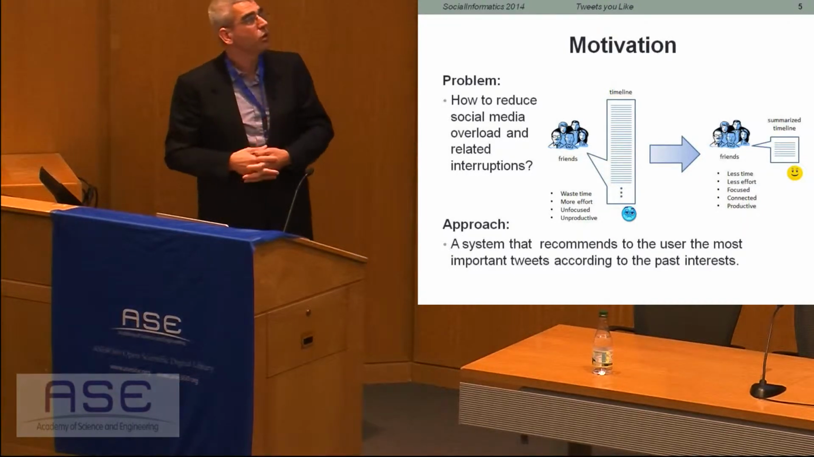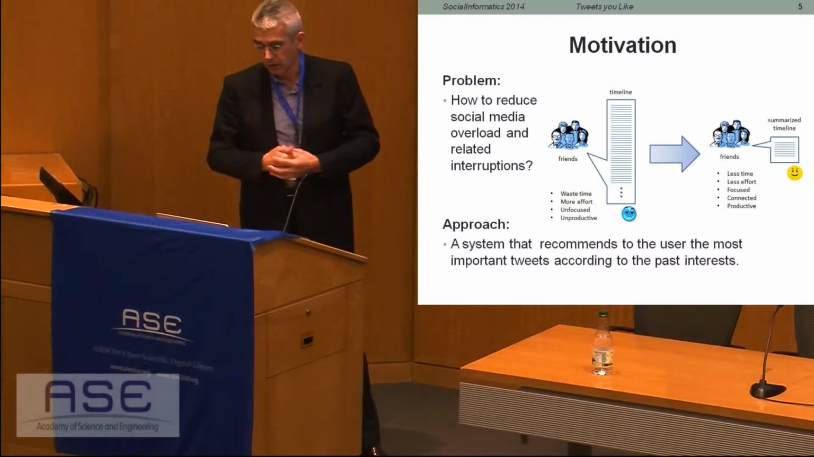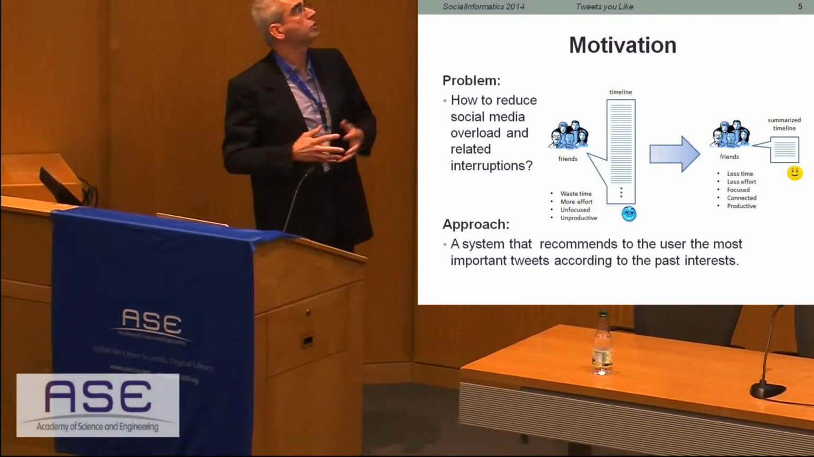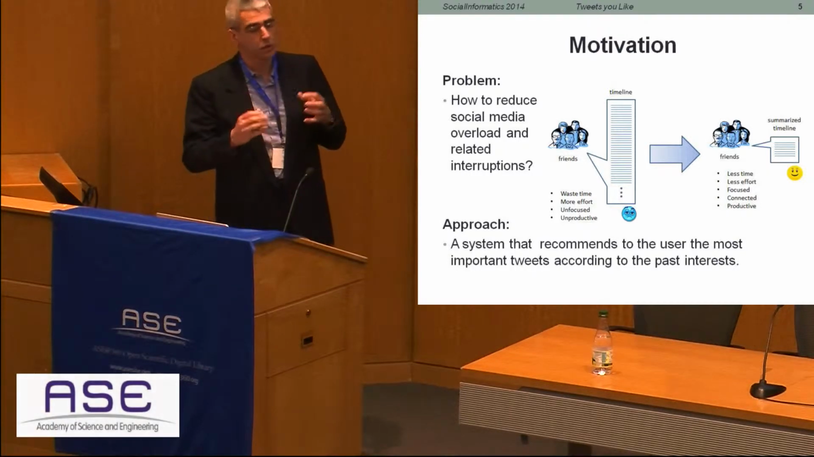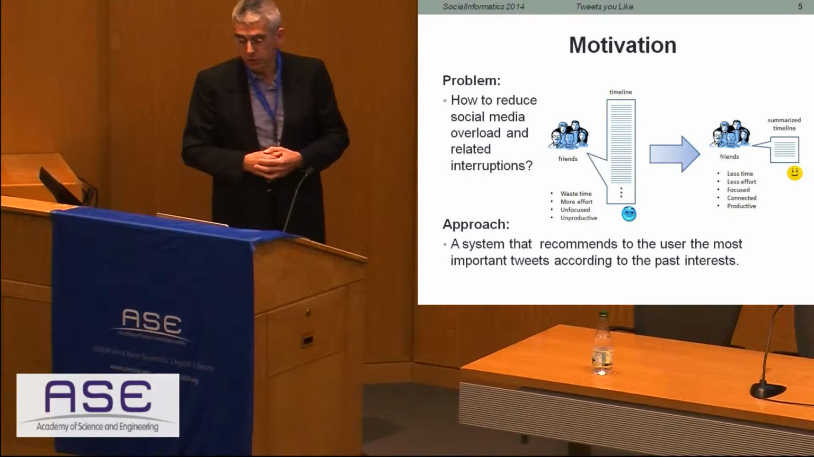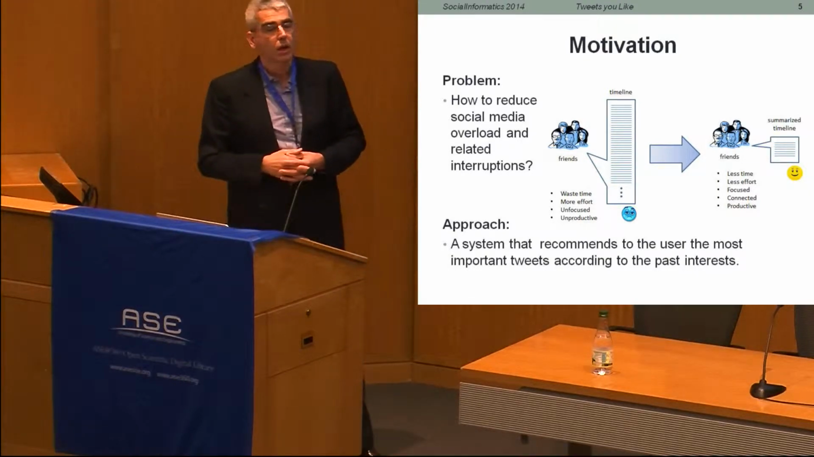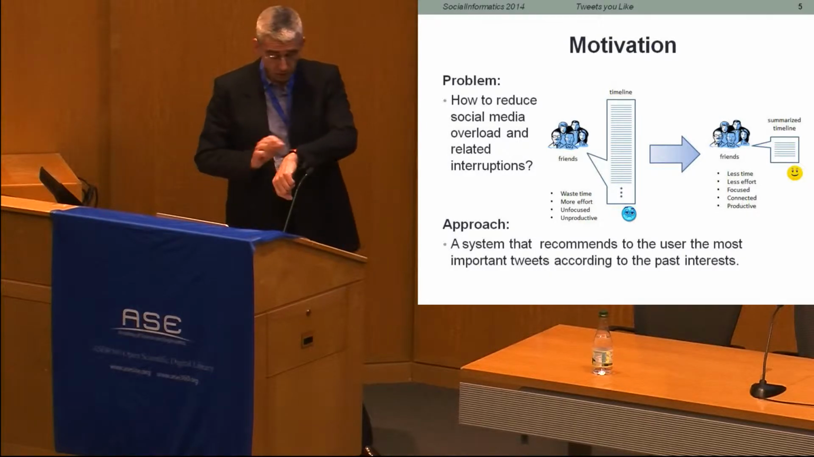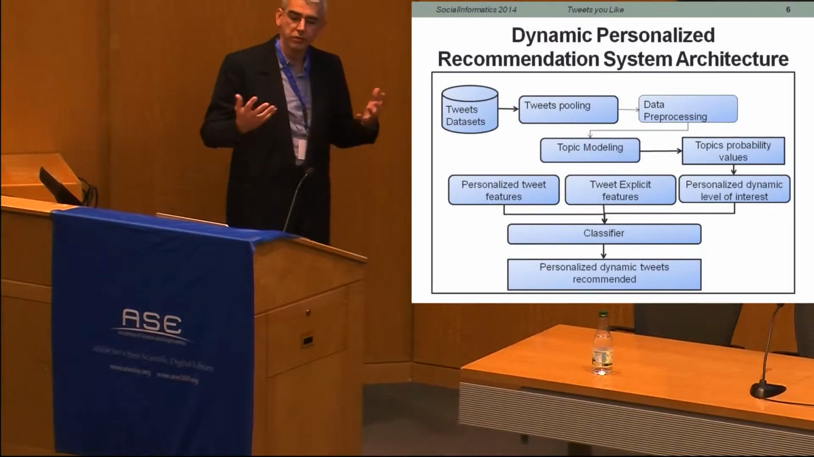So from that point of view, our problem is how do we reduce social media overload. Again, the goal is to develop a system that will take the input stream of tweets from the user timeline, reduce it, or at least reorder it, so that the most interesting, hopefully most relevant tweets are presented to the user first. In order to do so, we have to have a system, or if you wish, a glorified tool.